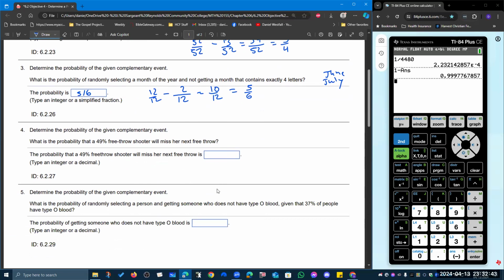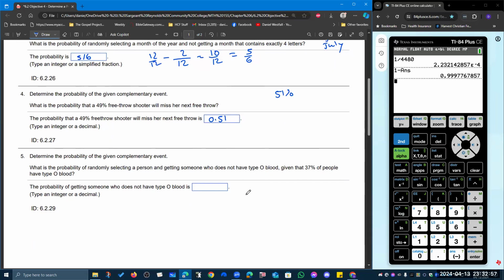What is the probability that a 49% free throw shooter will miss her next free throw? Well, it's 51%. They want that written as a decimal, so we're going to write that as 0.51. And then what is the probability of randomly selecting a person and getting someone who does not have type O blood, given that 37% of the people do have type O blood? So this should be 63%, and we'll write that as a decimal like that.